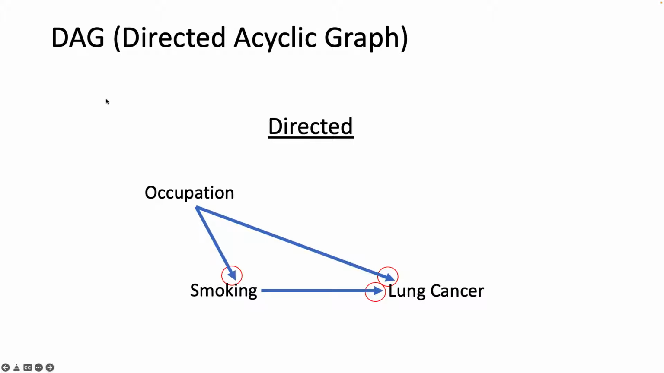The D in DAG is directed, so when I say that, I mean that the arrows have a head and a tail. There are scenarios where there's two heads, I'll get to that later. But typically each arrow has a tail and a head, and that indicates that the tail variable is having an influence on the head variable. So this is a directed path. Occupation has an effect on smoking, which has an effect on lung cancer.